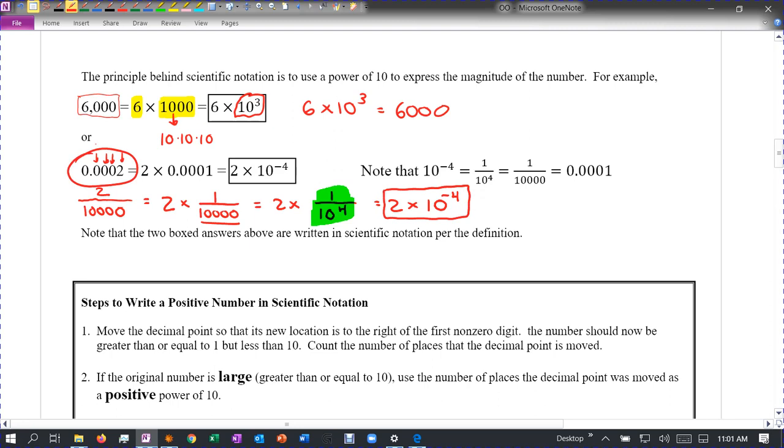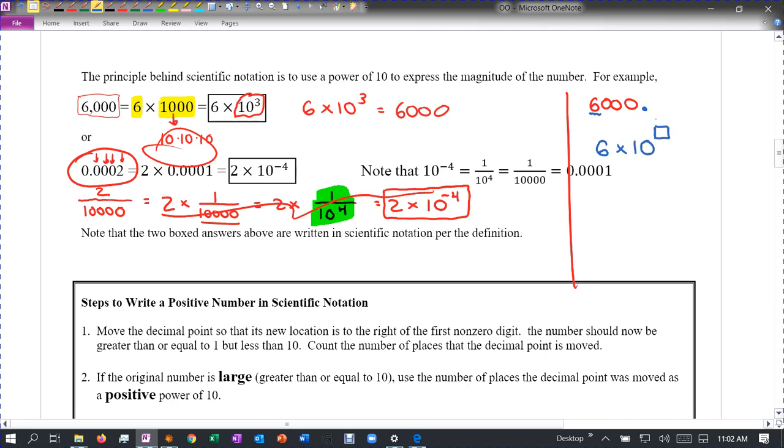Now, let's see how we can do this a little easier rather than having to do all this work in here. If we go back to 6,000 and we want to write this in scientific notation, what we do is we identify the decimal. So here's the decimal. And what we want to try and do is rewrite this as a number. In this case, the only number we have here is 6. We want to rewrite this as 6 times 10 to some power, okay?